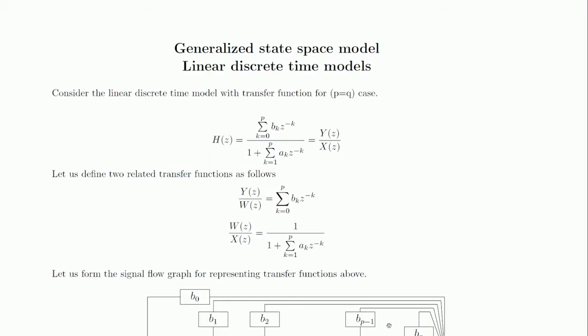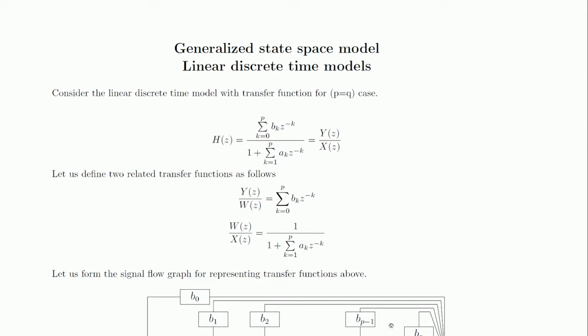So, in the last class we derived the transfer function for a linear discrete time model, basically using an ARMA model. So, we will just go one step further into the discrete time model and derive the state space model here. So, let us consider the case when P equals Q. This is without loss of generality. If P is lesser than Q, then we can take Q states. If P is greater than Q, then we can take P states.